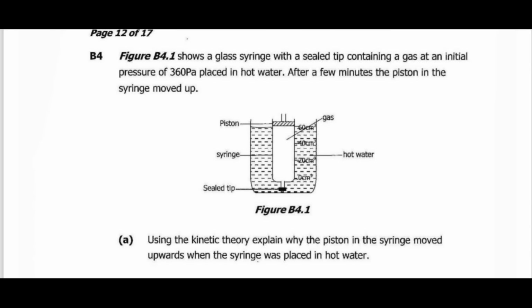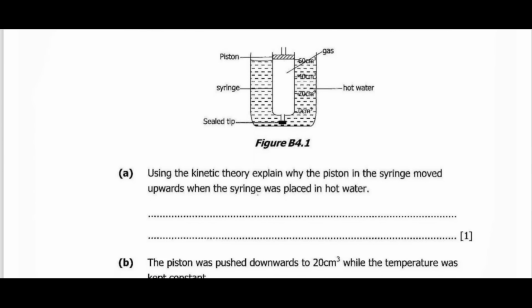Figure B 4.1 shows a glass syringe with a sealed tip containing a gas at an initial pressure of 360 Pascal placed in hot water. After a few minutes, the piston in the syringe moved up. Then question A, using the kinetic theory, explain why the piston in the syringe moved upwards when the syringe was placed in hot water.